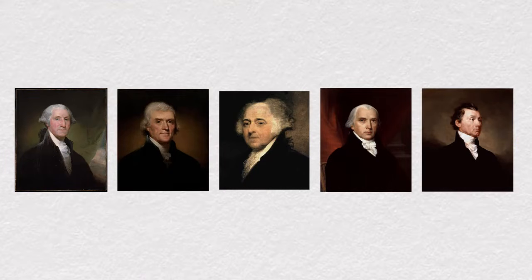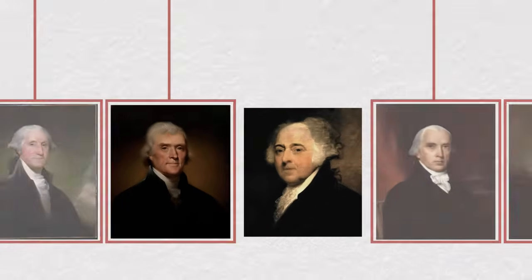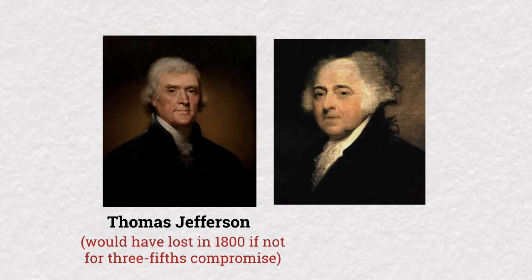And this matters. Of our first 5 presidents, 4 are from the slave state Virginia. And one of those, Thomas Jefferson, would have lost the election of 1800 to John Adams from the Free State of Massachusetts, if not for the 3/5 compromise.